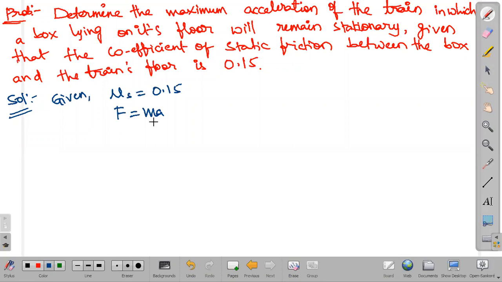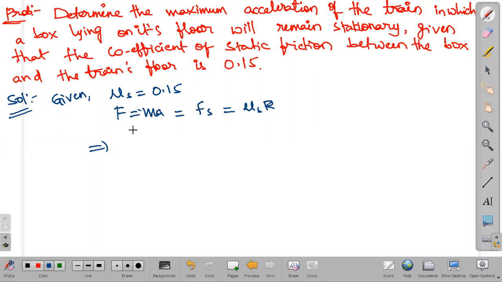Now F is equal to ma. This is the applied force formula. The static friction has an adjusting nature. So this F equals ma we can write as our static frictional force Fs. Fs value is mu s into R. R will be our mg, since R will be balanced by weight. This we already have. So I am equating our applied force and frictional force because it is static friction.